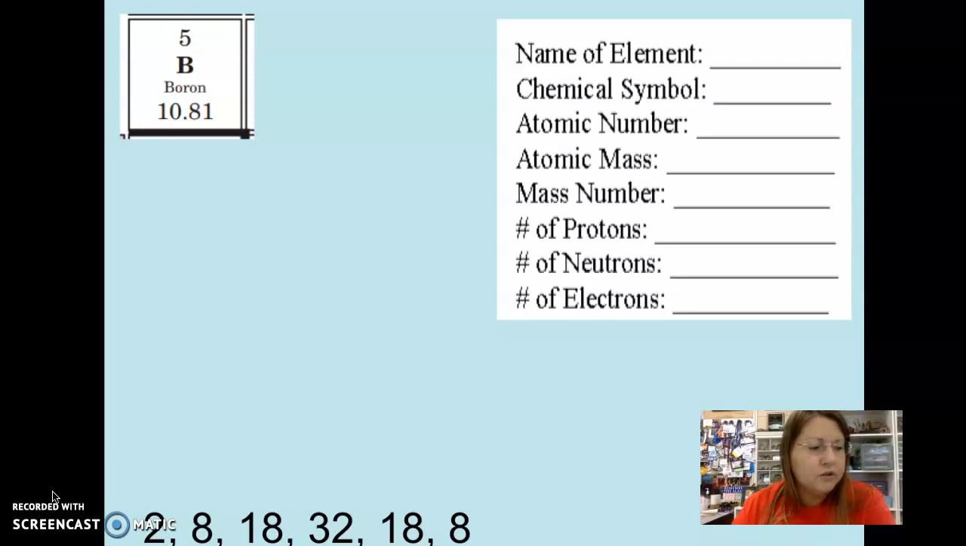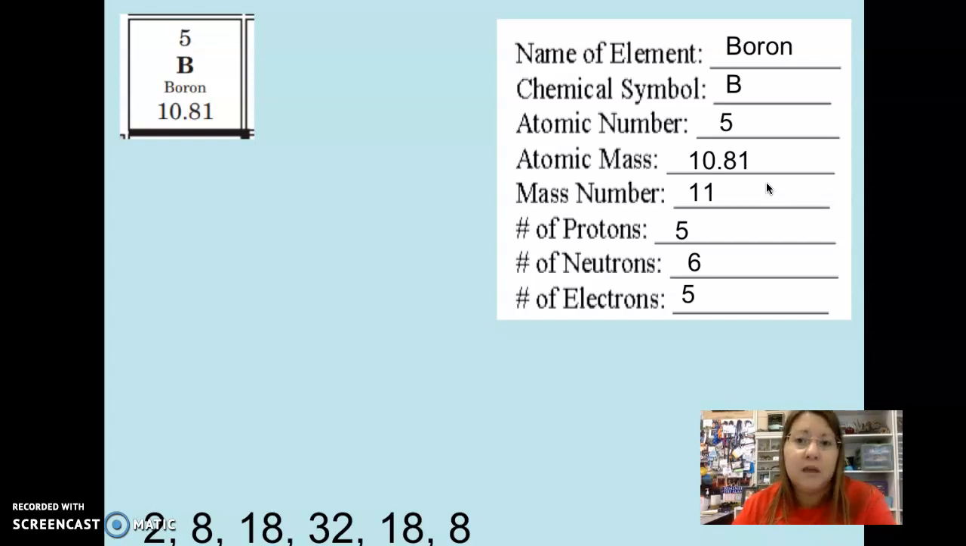Here's our first example. So in your notes, we're going to record the atomic information, and then we're going to draw the Bohr model. So we're doing boron first. Boron's chemical symbol is B. The atomic number is 5. Atomic mass is 10.81. Mass number is 11, so 10.8 rounds up to 11. Number of protons is the same as the atomic number, which is 5. Number of neutrons, this is where you do a little math. Mass number minus the atomic number, so 11 minus 5 gives you 6. And our number of electrons is 5.